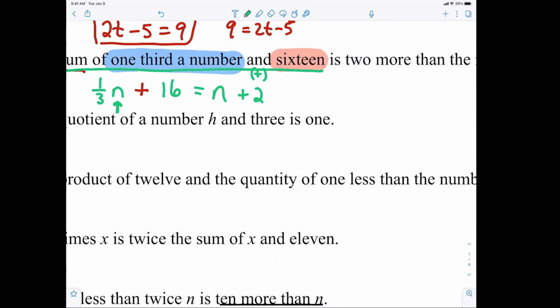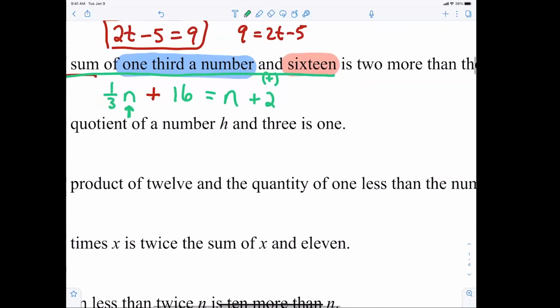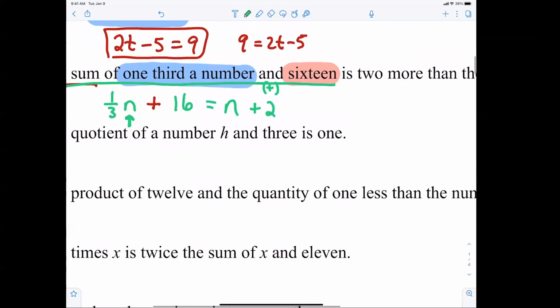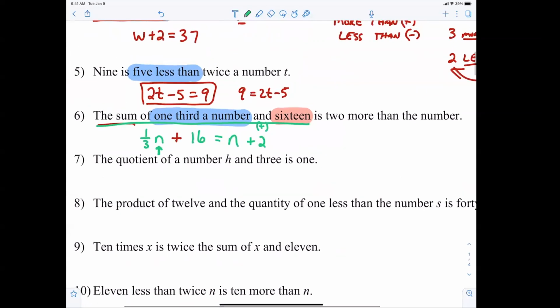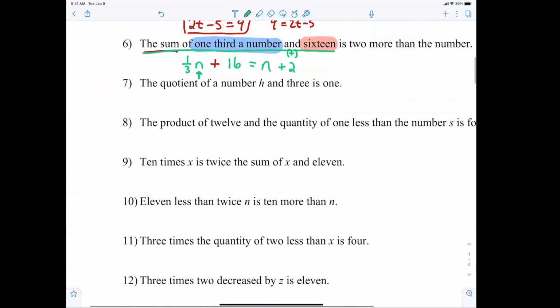Why would you do 1/3 n instead of 1/3 plus n? Because 1/3 of a number means 1/3 times n. If I say what's 1/3 of 9, you would say 3. Okay? All right, Ashley, go.